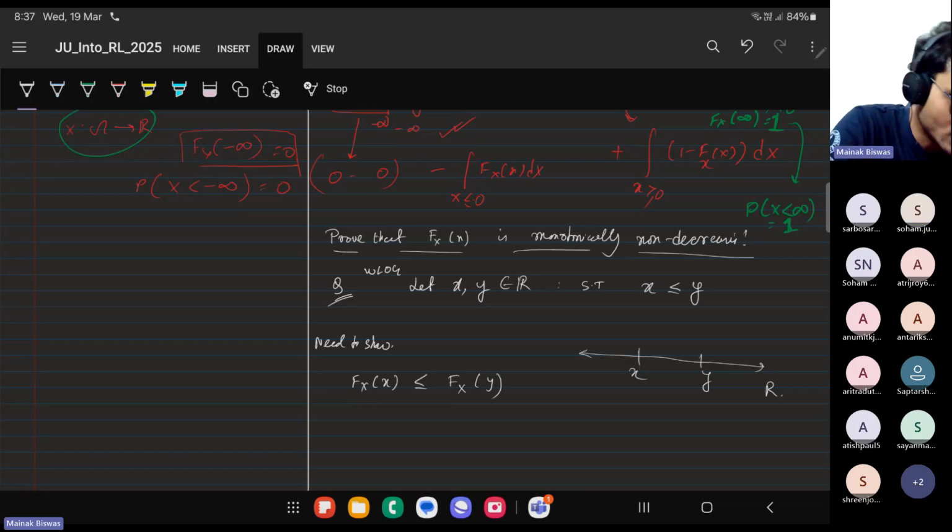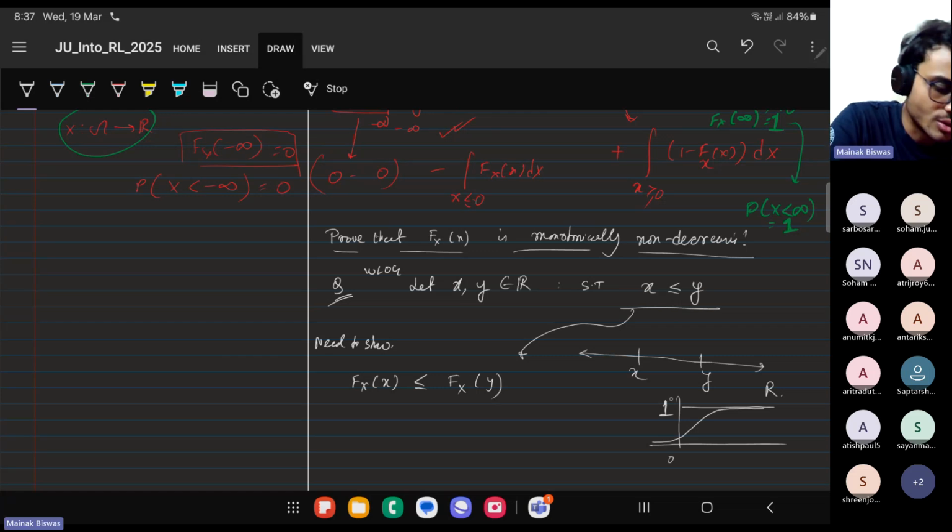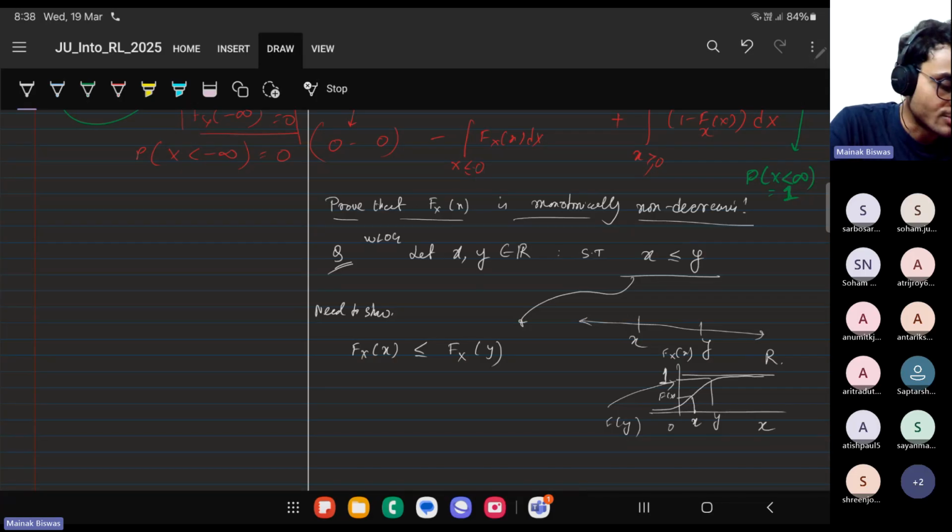Yes. Because monotonicity means it always has to increase, something like this, between 0 and 1. So this is the example of f of x. Whenever you have a monotonic function, try to remember a similar graph. This is x and this is y. This is f of x. This is f of y. If you are not able to visualize, draw this and visualize. Fine. So now, how can I prove this?